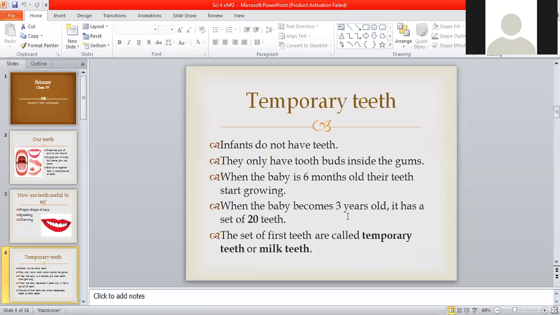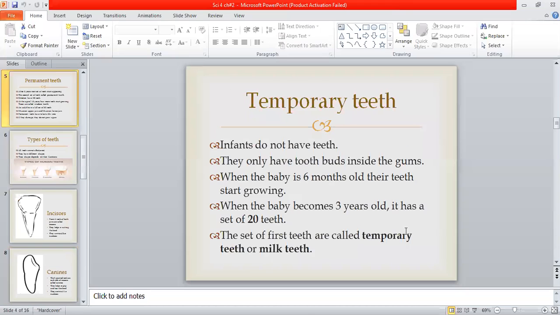So when the baby is 3 years old, it has a set of 20 teeth. When the baby is 3 years, how many teeth are there? Only 20 teeth are going to grow, and they do not grow all at once. They grow gradually. Not that all 20 teeth are going to grow suddenly. They are gradually growing one by one in their mouth. So these 20 teeth are called temporary teeth, or the milk teeth.